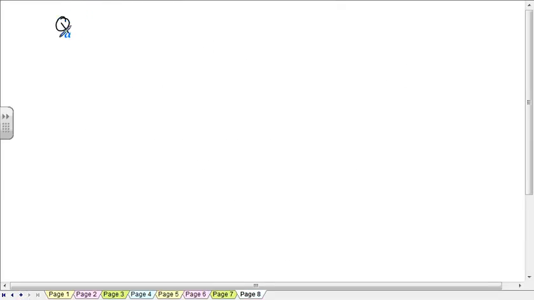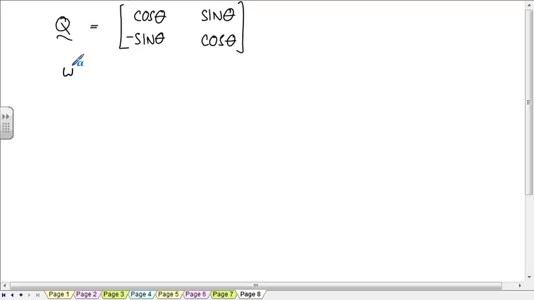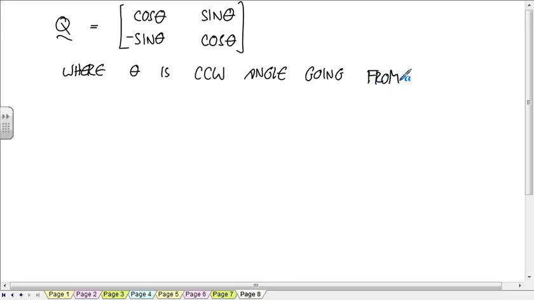So the rotation matrix Q is equal to cosine of theta, sine of theta, negative sine of theta, cosine of theta, where theta is the counterclockwise angle going from the original coordinate system to the final coordinate system.